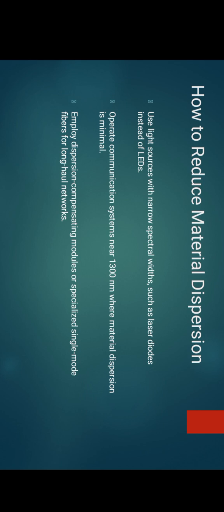How to reduce material dispersion? First point, use light sources with narrow spectral width such as laser diodes instead of LEDs. Operate communication systems near 1300 nanometer where material dispersion is minimal. Employ dispersion compensating modules or specialized single mode fibers for long haul networks.